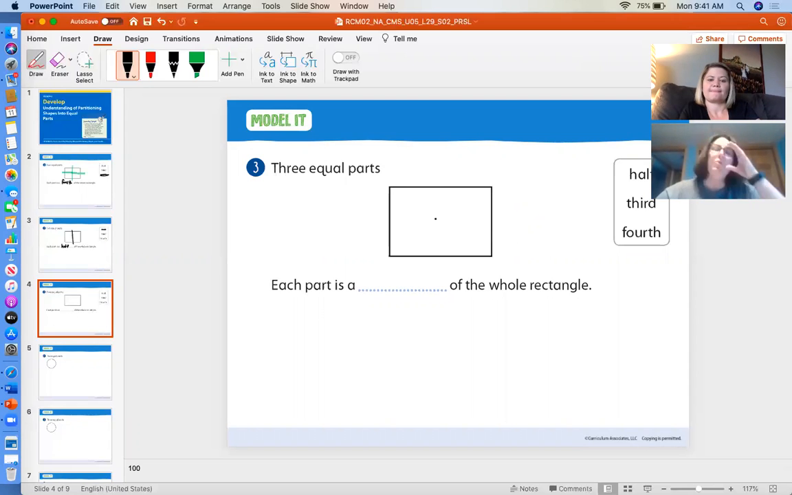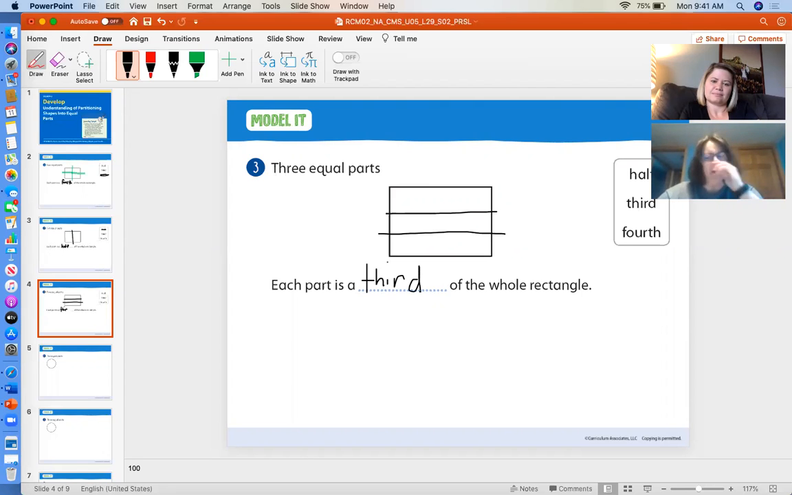All right, 3 equal parts. So let's cut that into 3 equal parts. This way, Mrs. Kraft is going the other direction, which remember you can, as long as they're equal. So if we count how many pieces we have, there is a third. So each part is a third of the rectangle. And we know that because we've used each one of our words in our word box only once. So that was easy for us to be able to do.